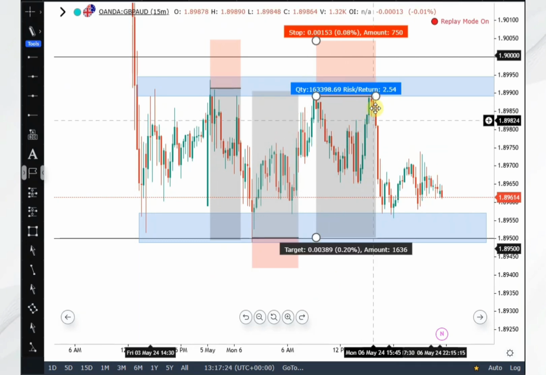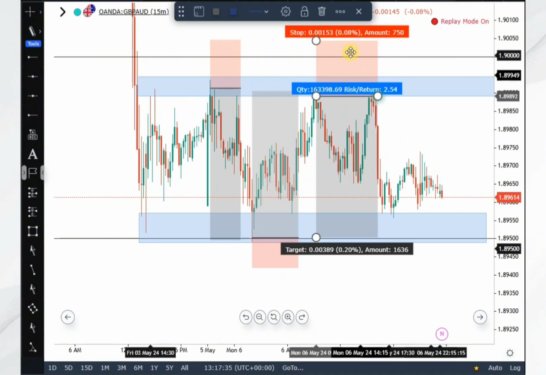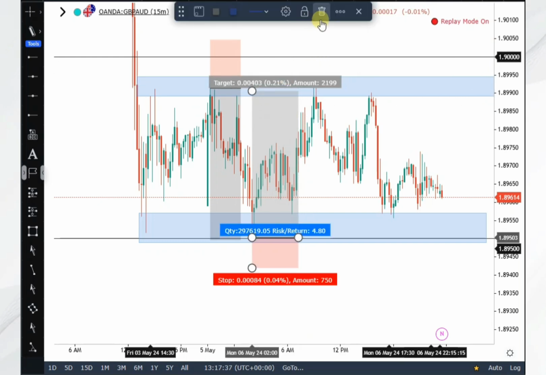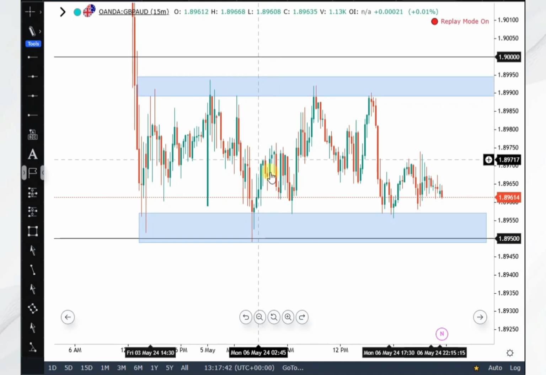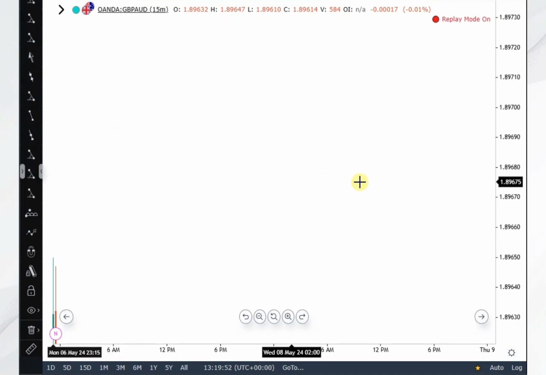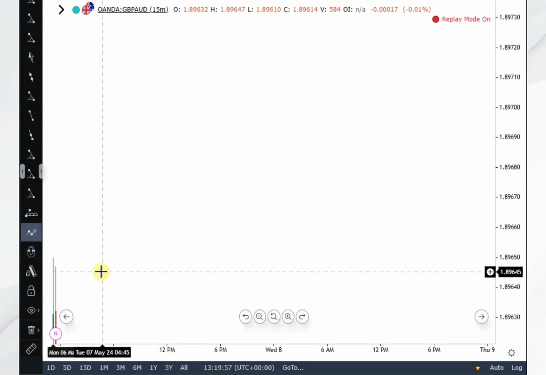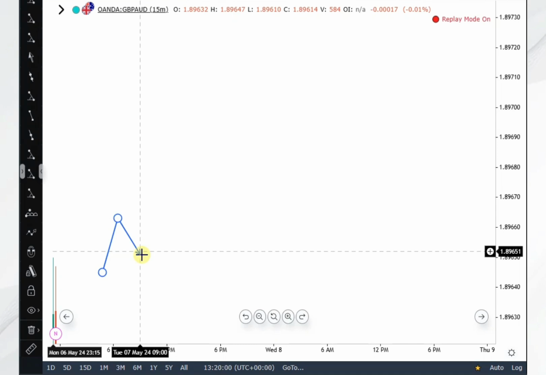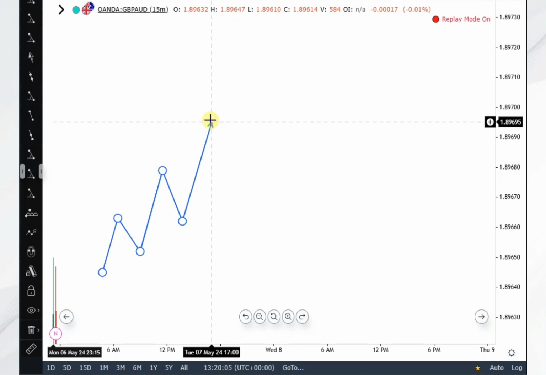This can also happen in an uptrend or a downtrend. Now let's do another example, because the one we did before was for sideways movement. So let's do an example for an uptrend.